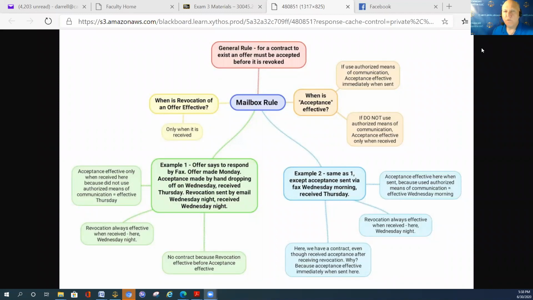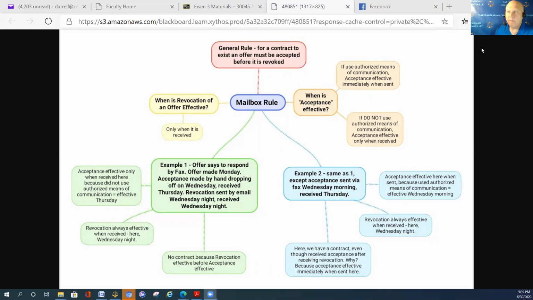Basically, the mailbox rule is a method of timing. It's determining timing. In order for an offer to be accepted and form a valid contract, a lot of things must exist, but one of them is a valid, living, breathing offer that's out there. And last time we talked about 5 different ways that an offer can die and not be capable of being accepted.